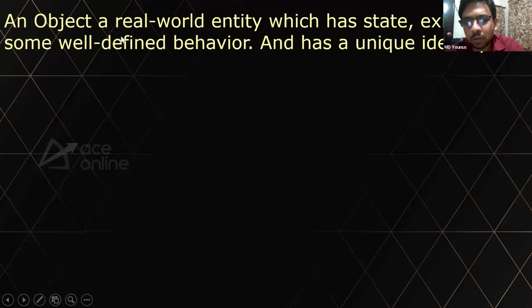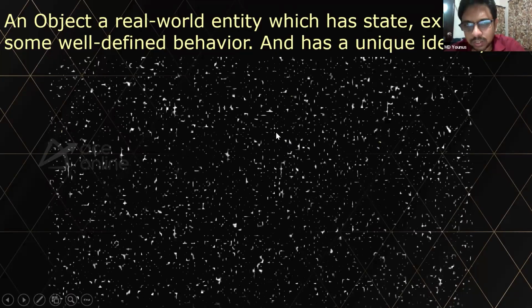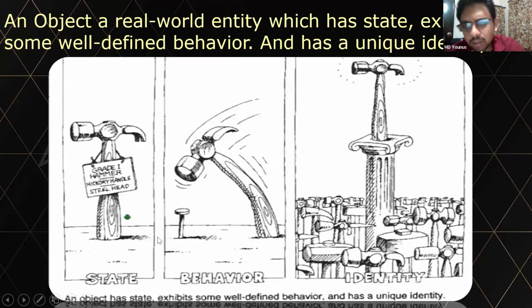So what is the definition of an object? You may expect this in your viva or interviews. An object is a real world entity which has states, exhibits some well-defined behavior, and has a unique identity. For example, look at this picture from a very famous textbook by Grady Booch. If you see this hammer as an object, the hammer will have certain states, like the grade of the hammer and the steel head. All these are the states of the hammer. And this is the behavior, the functionality of the hammer. What is it used for?